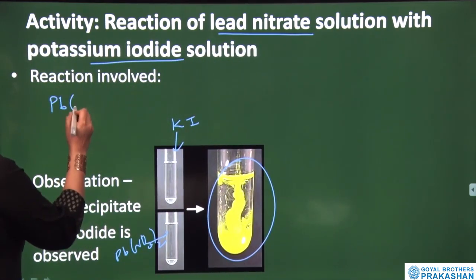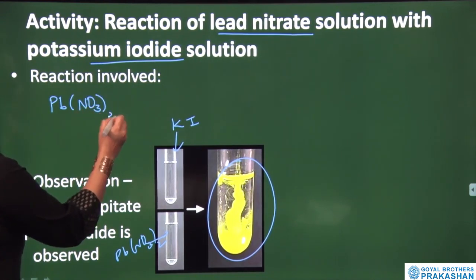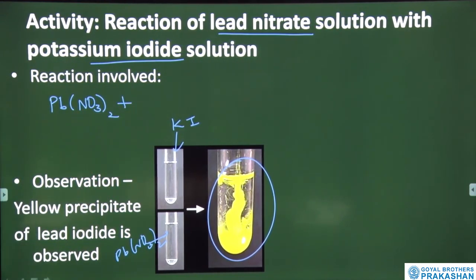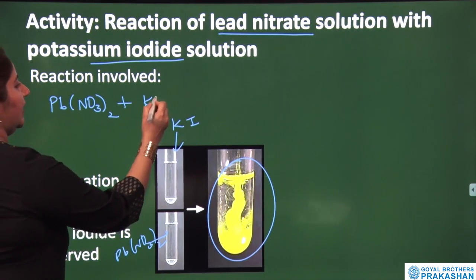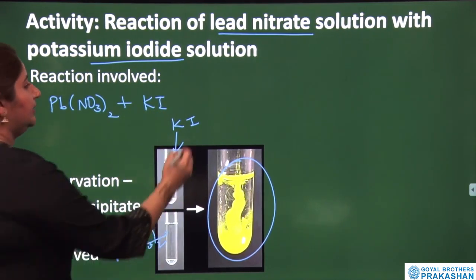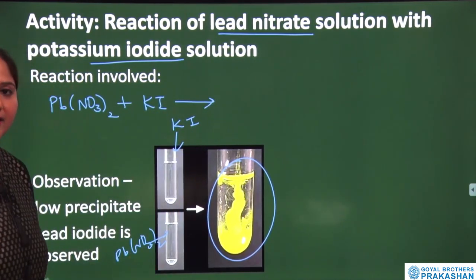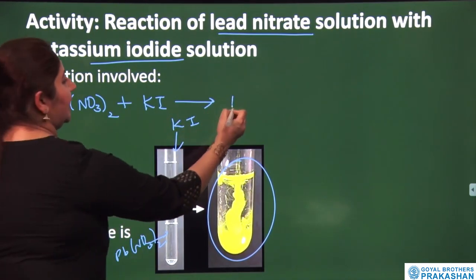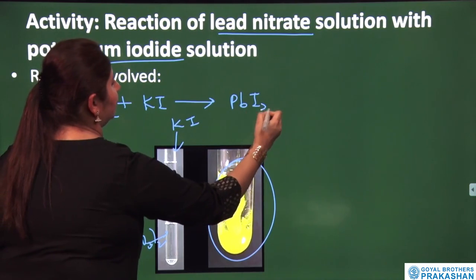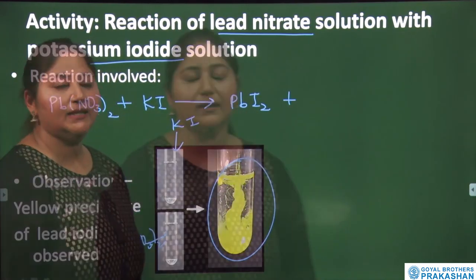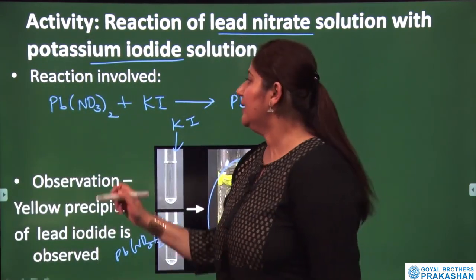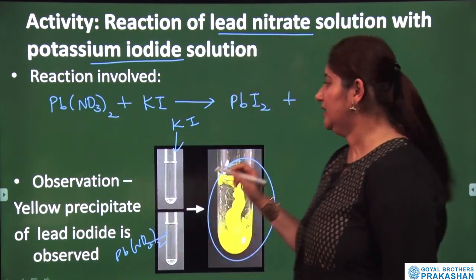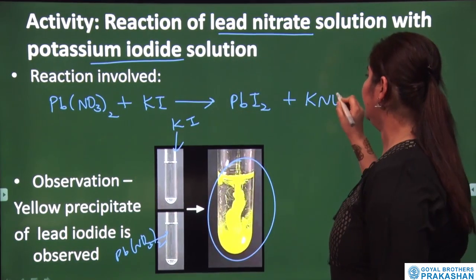Lead nitrate is Pb(NO3)2. And when it combines with potassium iodide, that is KI, there is the exchange of ions. And how is there exchange of ions? Lead combines with iodide to form PbI2 plus, what will be the other product formed? Potassium will combine with nitrate to form KNO3.